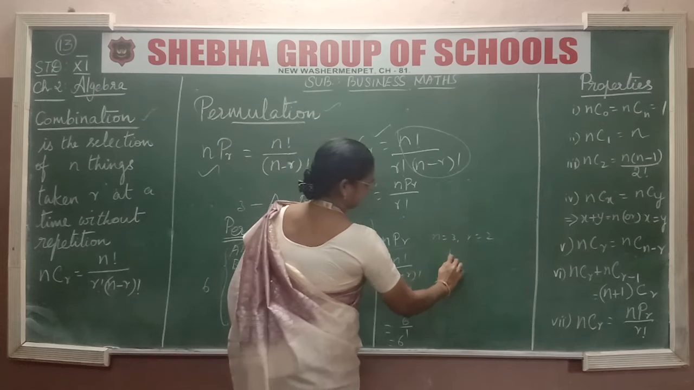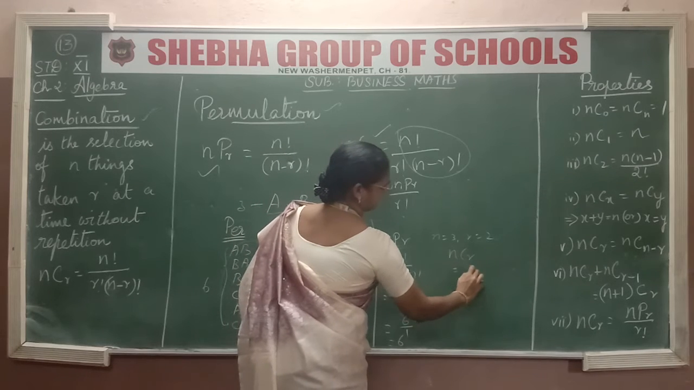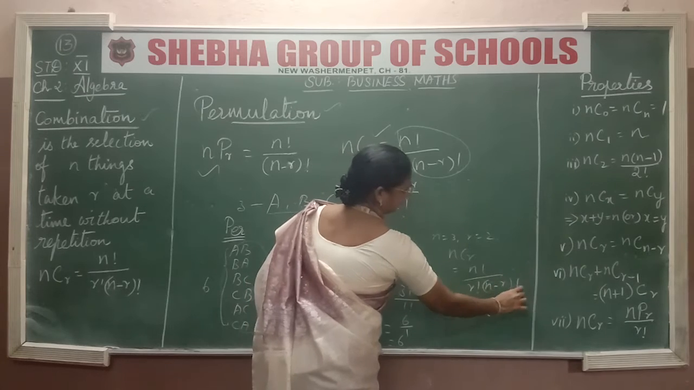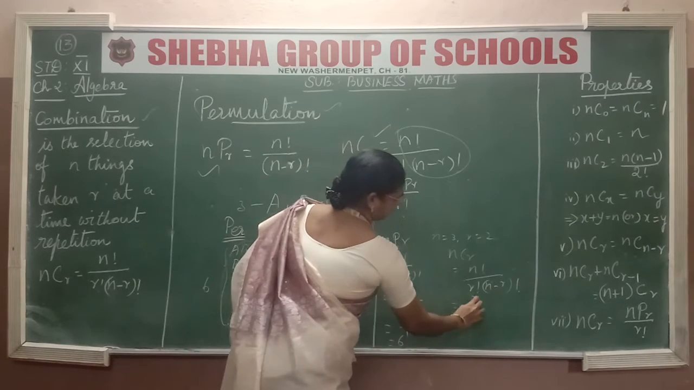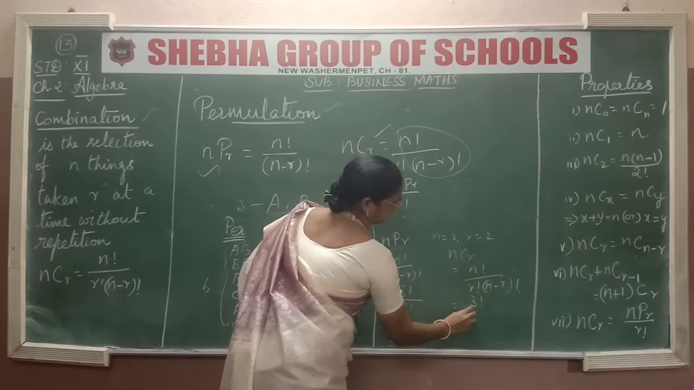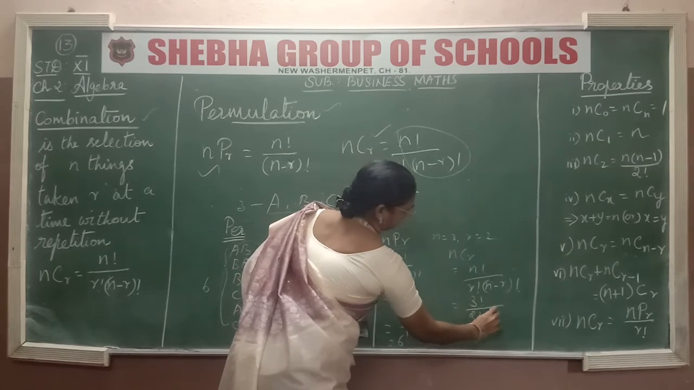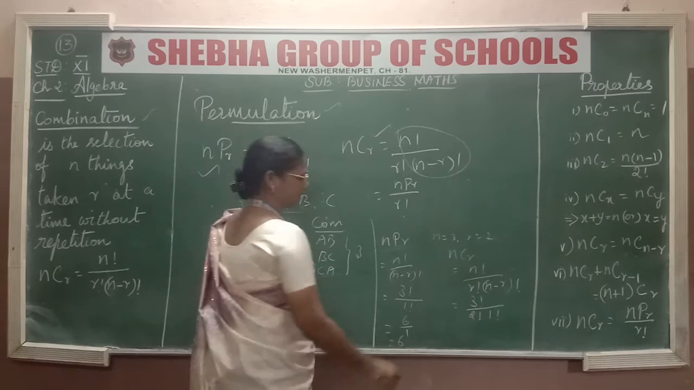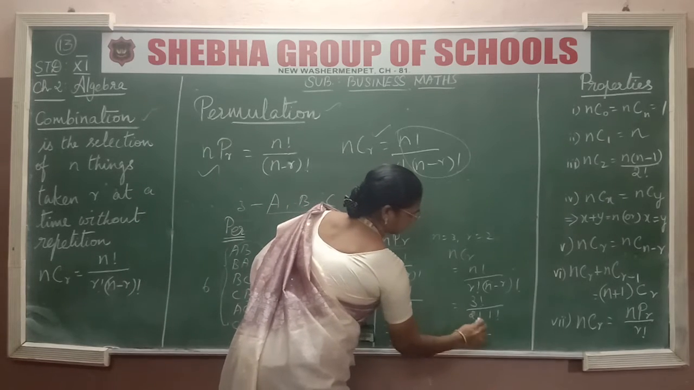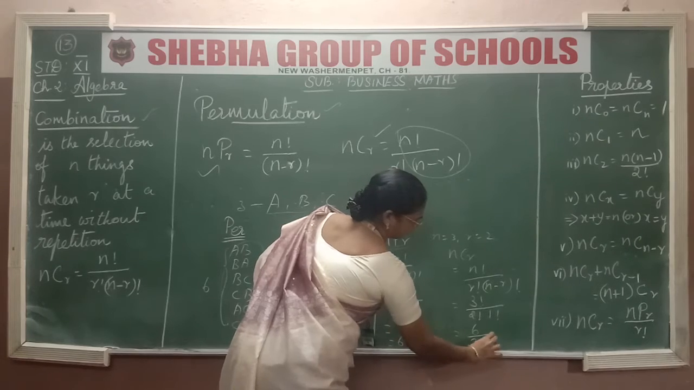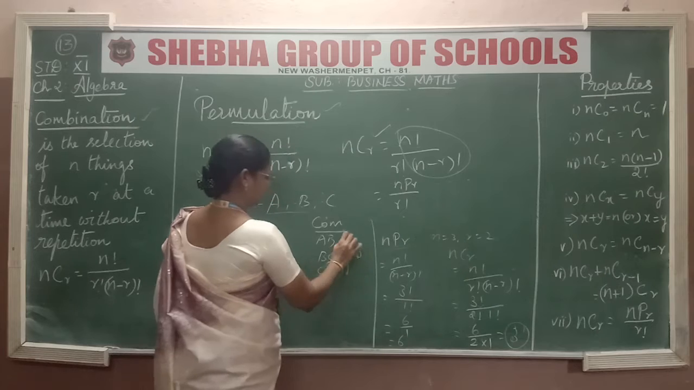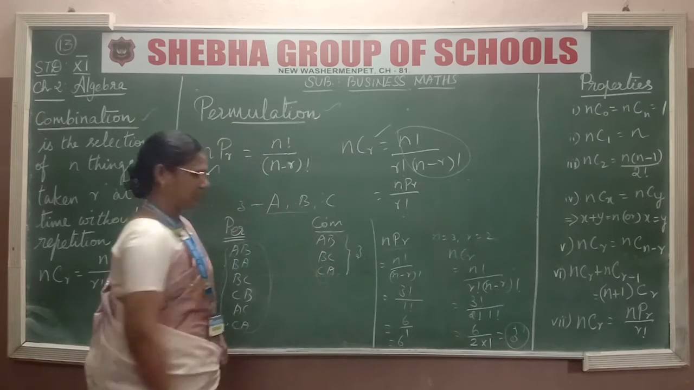Similarly, in the combination, the nCr formula is n factorial by r factorial into n minus r factorial. Is it? So substituting n equal to 3 and r equal to 2, n minus r is 3 minus 2, we get 1 factorial. This is equal to 6 by 2 factorial, which is 2, and 1 factorial is 1. This is equal to 3. So we have 3 elements in the combination, isn't it? Understood this?